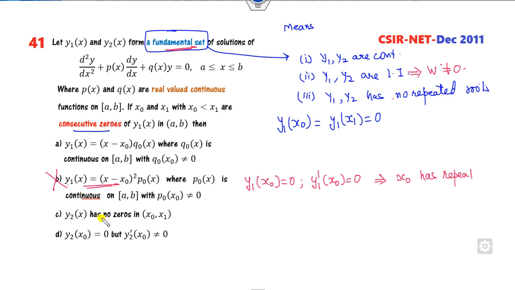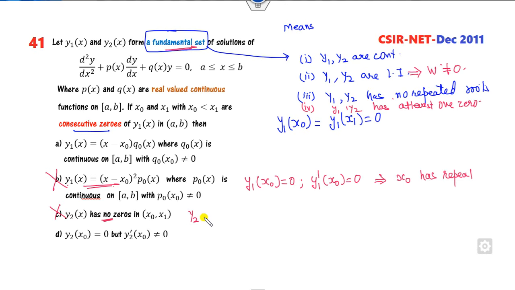y of x has no zeros in x0 and x4. The fourth property is also there. y1 and y2 have at least one zero in here. But it said no zero, so it is also cancelled out.